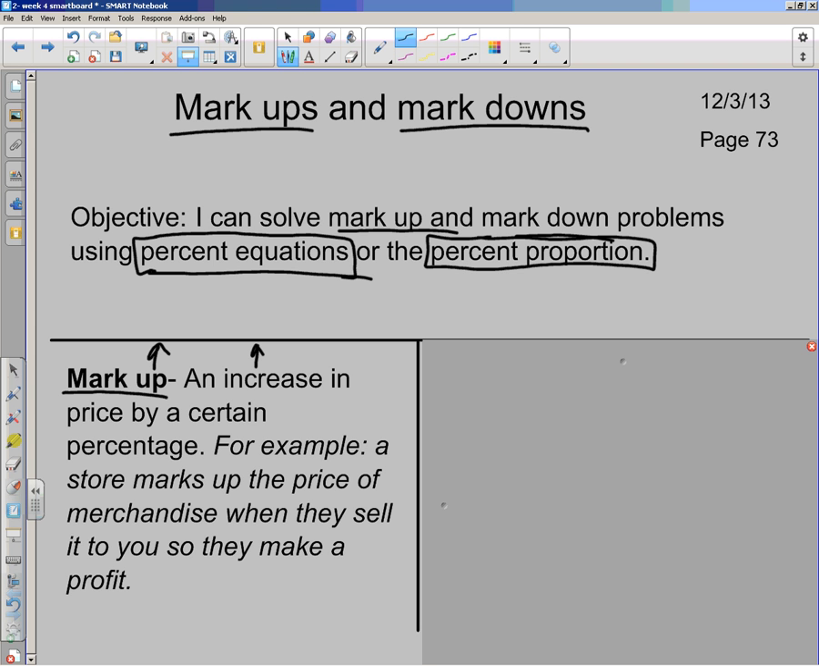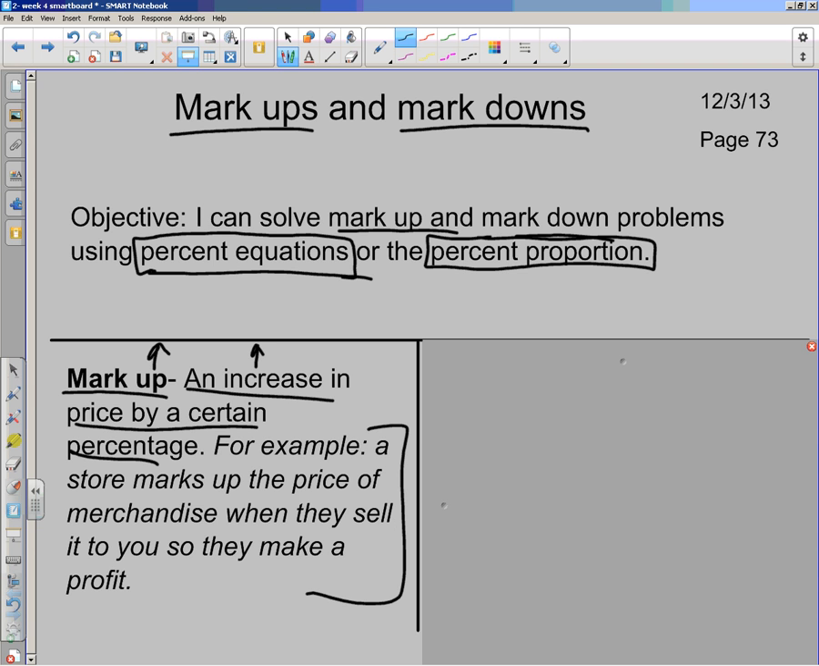They might buy the t-shirts that you want to purchase. They might get them for $2 a shirt and then sell them to you for $12 a shirt. That's because they need to cover their operating expenses and they want to make a profit. They want to make money. Please write down the definition here and the example, okay?